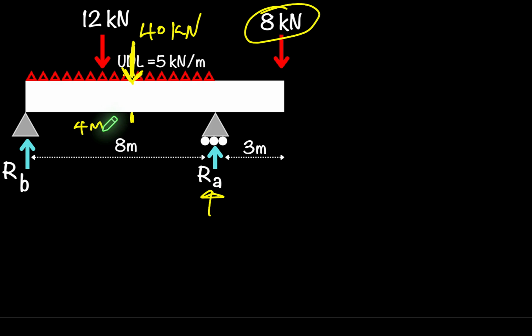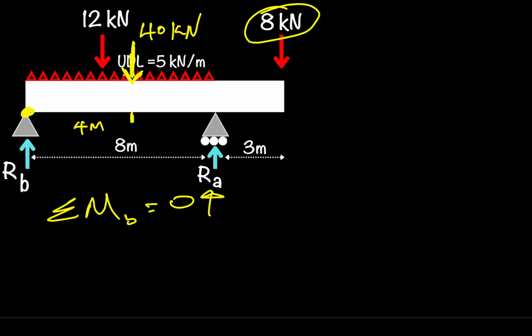So now step 2, we're going to take the moment about B right here at this point to the left. And why B? Because it will simply eliminate the reaction B. So we're left with only one unknown, which is going to be RA. So we're going to set up our equation to say that the sum of the moments about B is going to be equal to 0. And in this example, we're going to take clockwise rotation as positive and counterclockwise as negative. So let's go through each load.